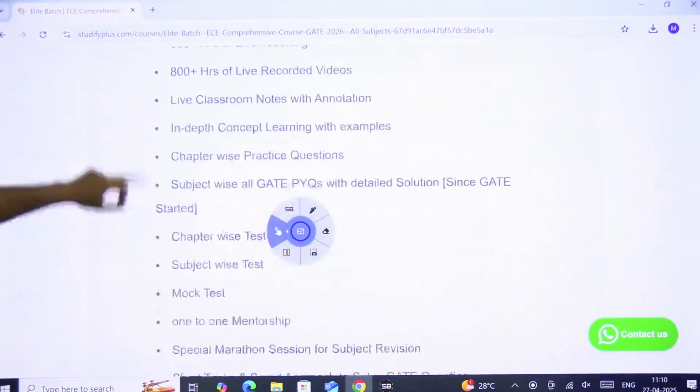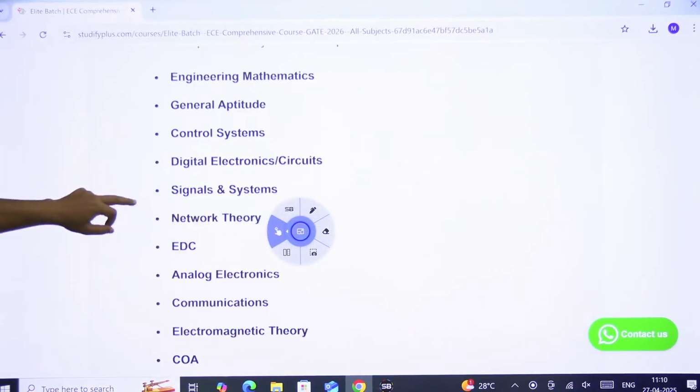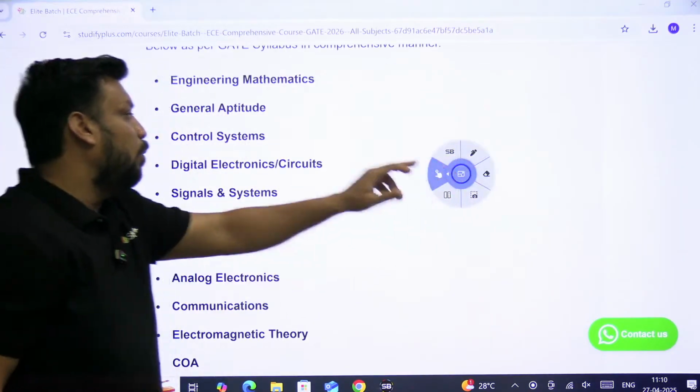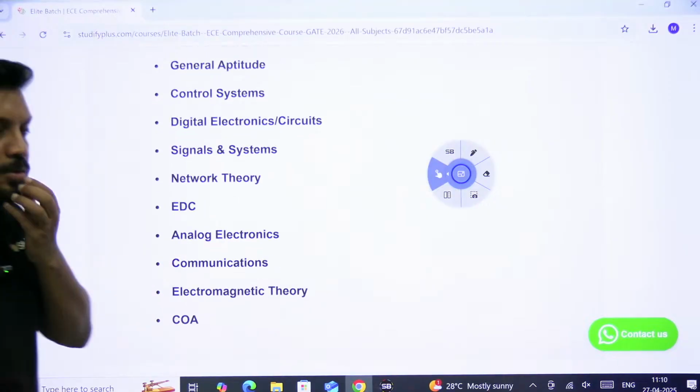And here all these features I have already covered. Which subjects will be covered? All these subjects we are going to cover in a most comprehensive way.